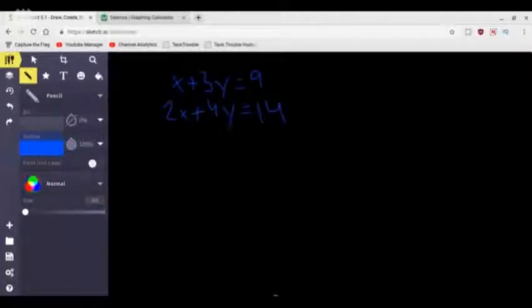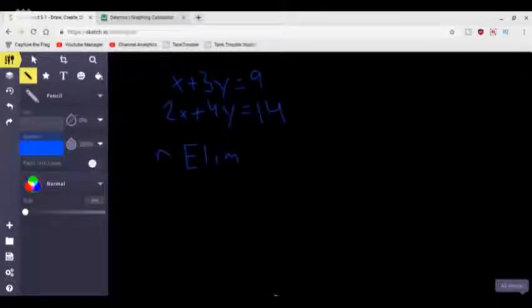Okay, so let's get started with three methods. So the first method we can use is called elimination. And I'll just put elim for short.